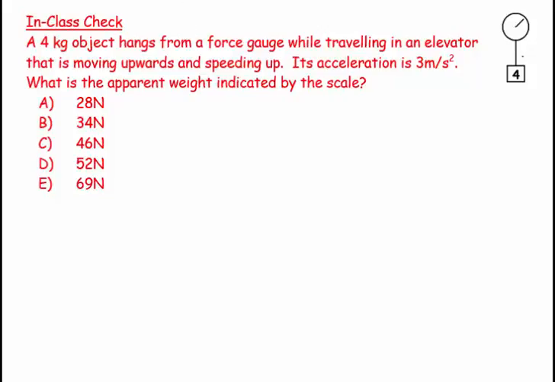Welcome. So this problem says a 4 kilogram object hangs from a force gauge while traveling in an elevator that is moving upwards and speeding up. Its acceleration is 3 meters per second squared. What is the apparent weight indicated by the gauge, the spring scale, whatever, this guy up here?